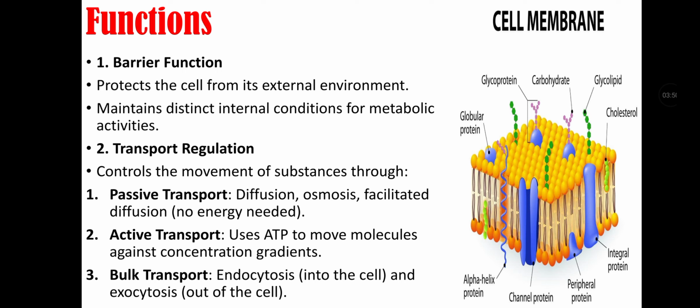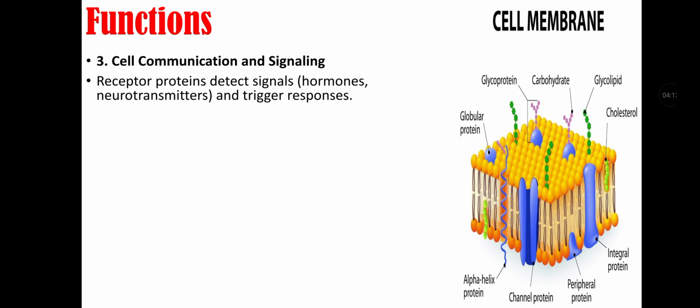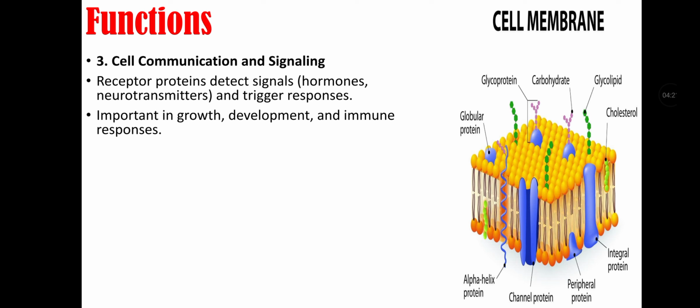Second type of transport is active transport that uses ATP to move molecules against the concentration gradient. Third type of transport is bulk transport, that is also called endocytosis, that is into the cell, and exocytosis, that is out of the cell. Third function of cell membrane is cell communication and signaling, as receptor proteins detect signals from hormones or neurotransmitters and trigger a response. This is important in growth, development, and immune responses.